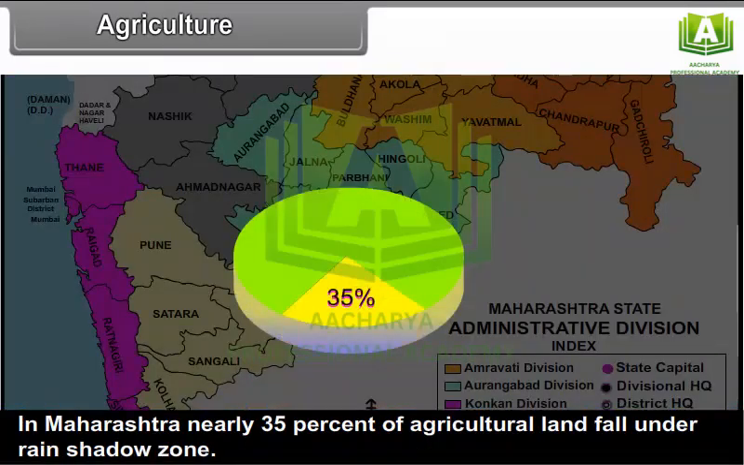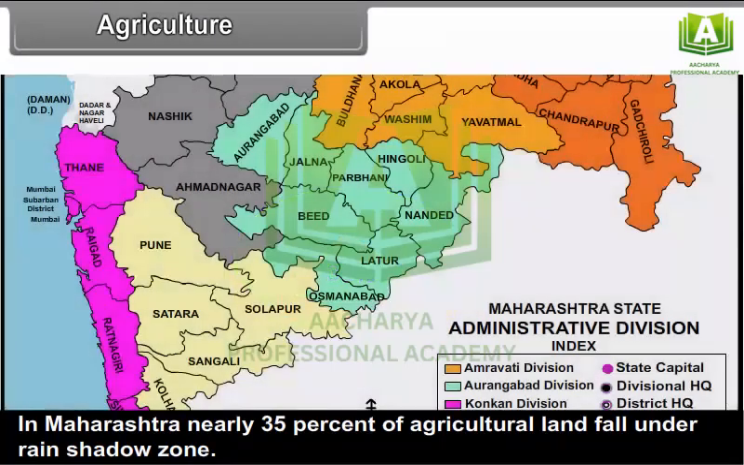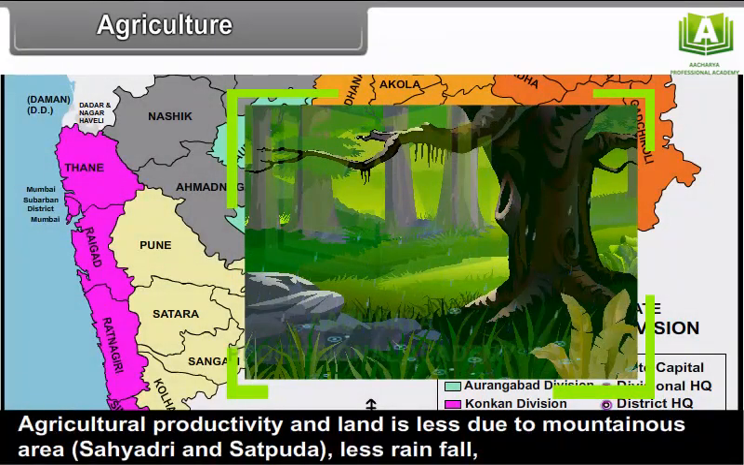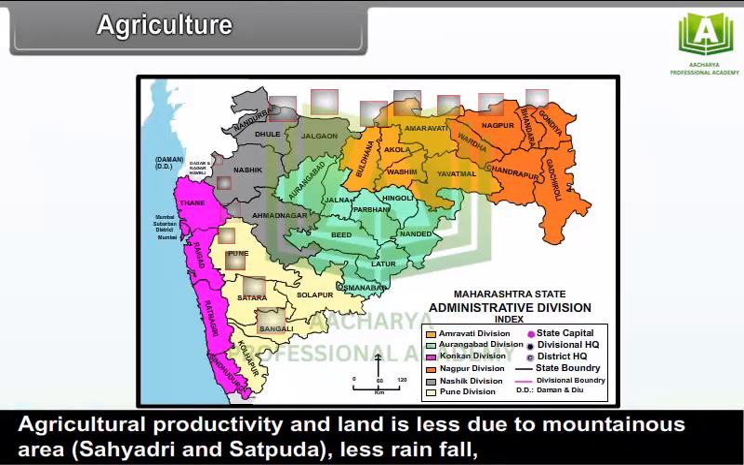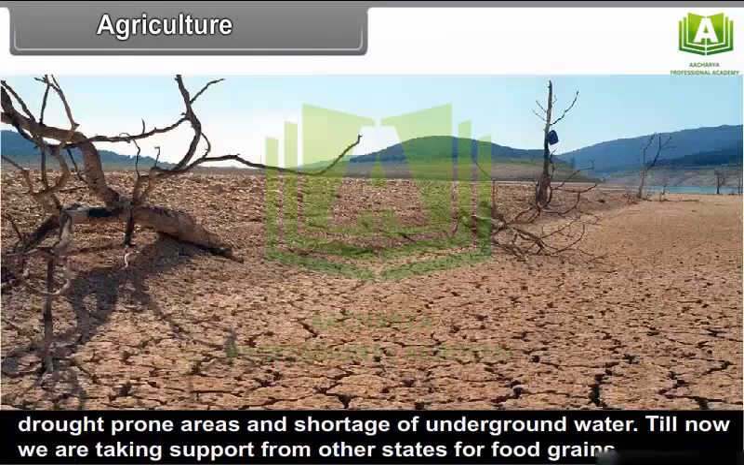In Maharashtra, nearly 35% of agricultural land falls under rain shadow zone. Agricultural productivity of land is less due to mountainous areas of Sahyadri and Satpura, less rainfall, drought-prone areas and shortage of underground water. Till now, we are taking support from other states for food grains.